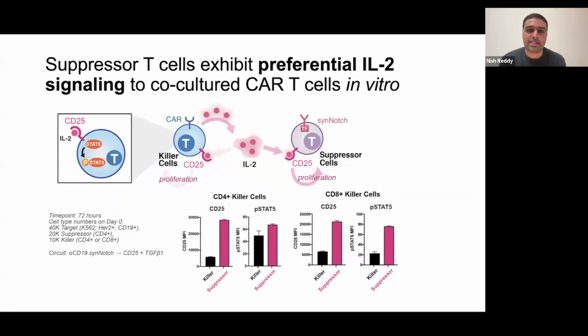And when we look at the suppressor cells and the killer cells in co-culture, what we find is that these suppressor cells that are expressing CD25 actually have stronger IL-2 signaling. So they have higher levels of CD25, and as a result have higher levels of phospho-STAT5, which is a marker of IL-2 signaling.